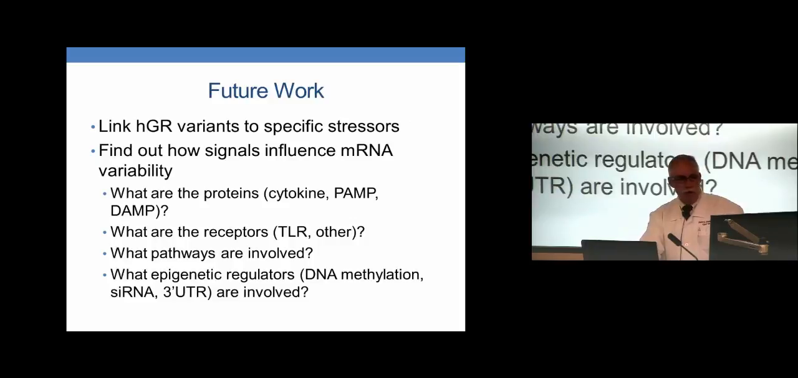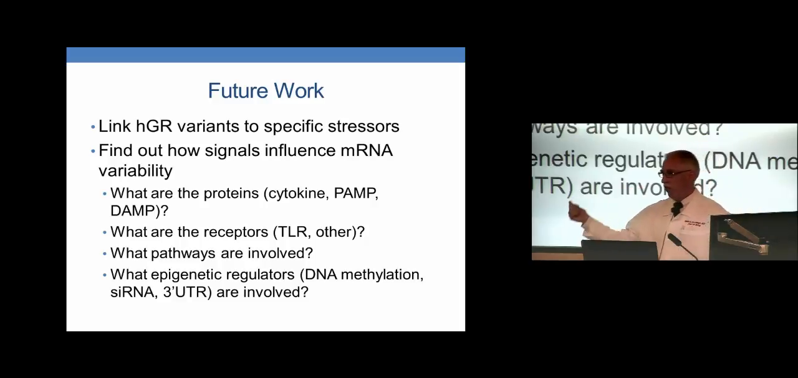So where are we for the future? We want to look at the variance in relation to stress. We want to find how the variants influence mRNA expression. One of the theories might be, is there a signal that tells the promoter that you should give a different form of the gene to give a different protein? We need to look at that.